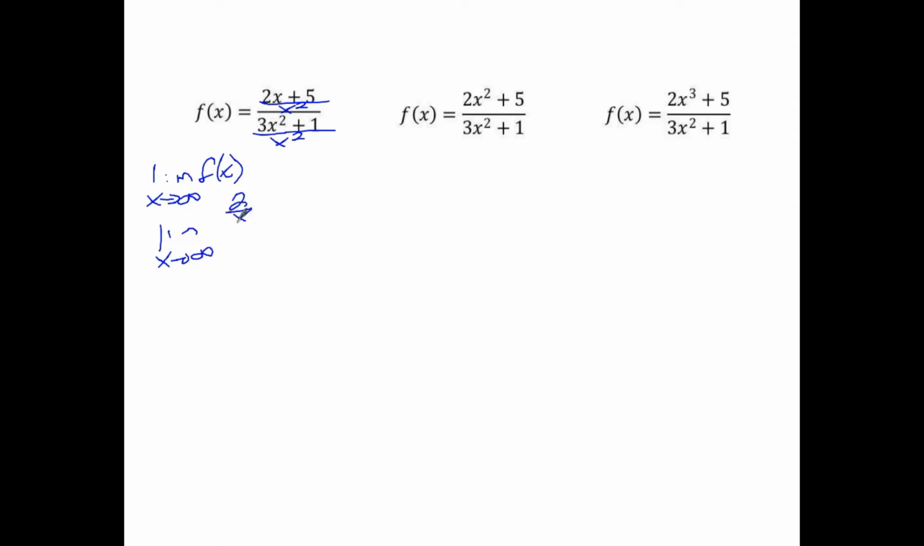2 over x plus 5 over x squared, over 3 plus 1 over x squared. So it's really important to free up a term in the denominator, okay? Just dividing by x in the numerator was okay, but it didn't free up a term in the denominator. We really need to free up that term in the denominator.